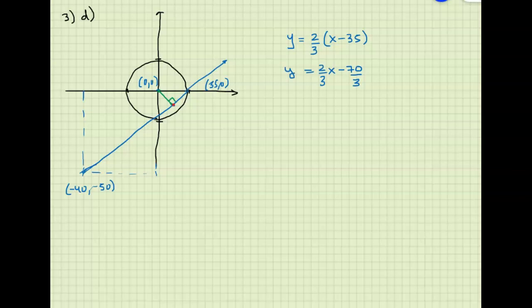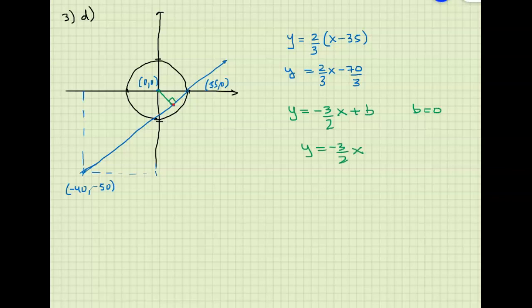Now we want to find the equation of the line that's perpendicular to it. We know that for perpendicular lines, the slopes are negative reciprocals. So if the slope of the blue line is 2/3, the slope of the line that's perpendicular to it is going to be -3/2. So we do y equals mx plus b. Because it goes through the origin, plug in x and y as 0, you get b equals 0. So you get y equals -3/2x.